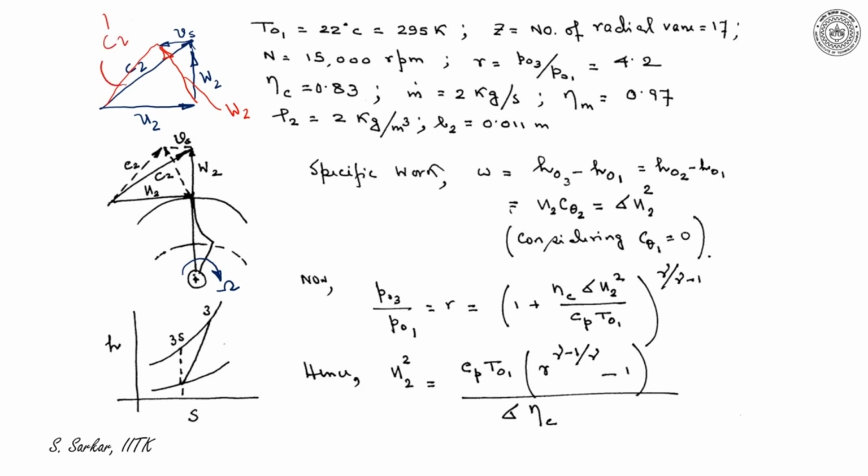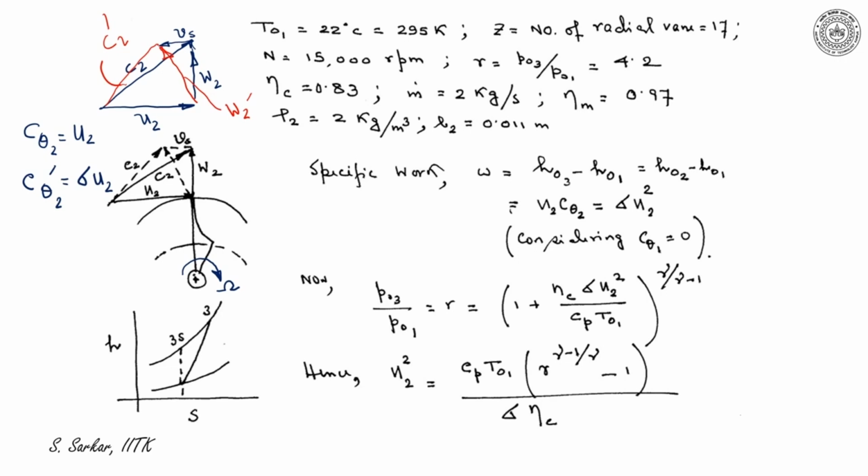Thus I have indicated now the velocity triangle with slip, which will be equal to U2 plus W2 dash is equal to C2 dash. Now, without slip, C theta 2 would be equal to U2. But C theta 2 dash is nothing but sigma into U2, where sigma is equal to slip factor.